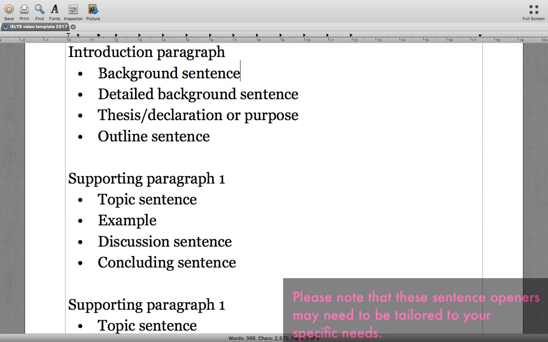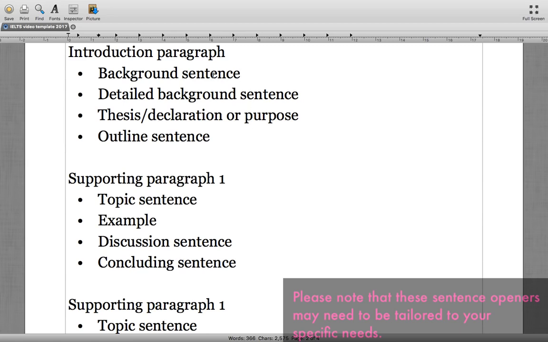The first being to give some sort of background, and you do that in the background sentence, and then you narrow it further with the detailed background sentence, and this leads you into your position or a declaration of purpose for the essay, and that occurs in the 3rd sentence, and finally you're going to share an outline for the way that the essay is going to progress. So it's sort of just a declaration of the ideas that you're going to use to support your position.